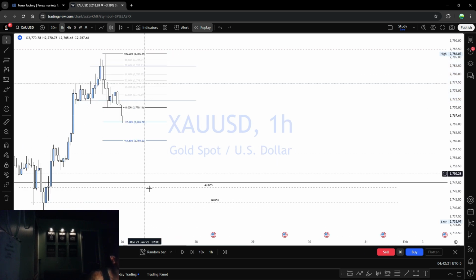Okay, pushing, could be a retest for the continuation of the sell. Yeah, that's exactly what it did. So it pushed up to this point that's rejecting.